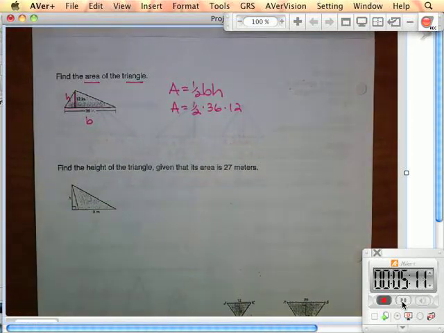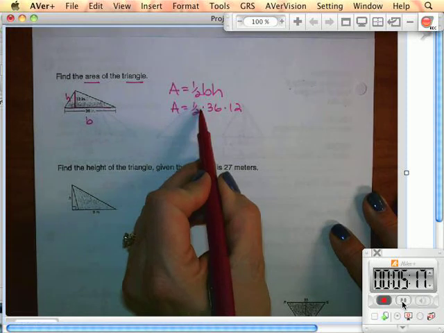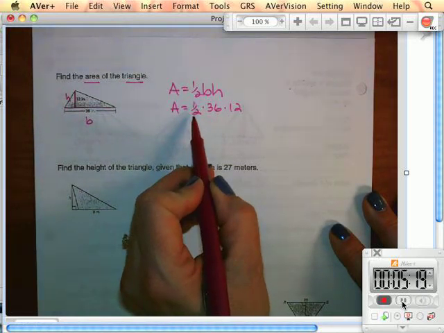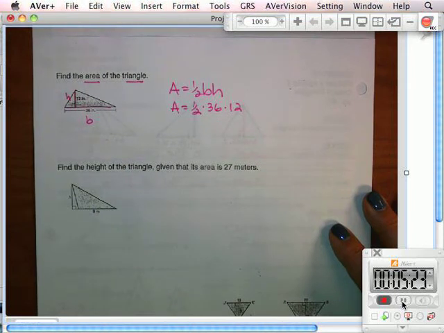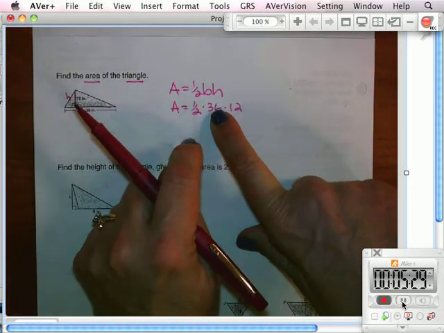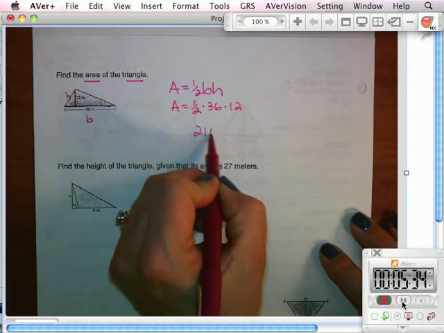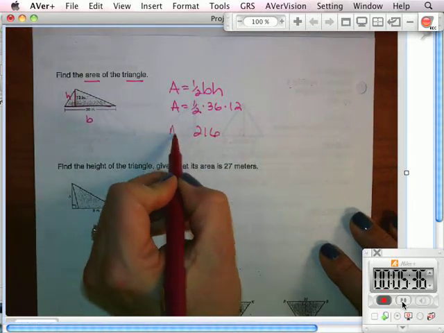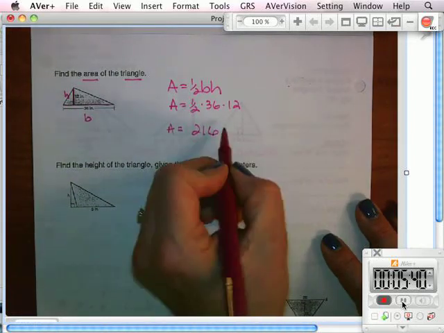You could do this without a calculator, but you don't have to. If you wanted to get a calculator out, I would put 0.5 times 36 times 12. Where's the 0.5 come from? That, okay? And then you just put it on the calculator. You could do it in your head. You could do 6 times 36. I can do that in my head, but I don't expect that you have to do that. So 216. What's the units? Inches squared.